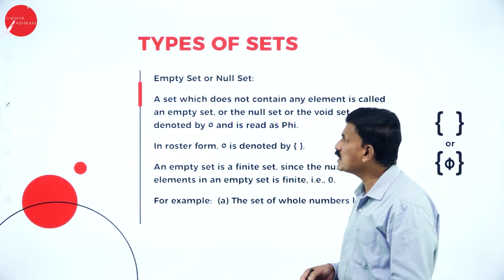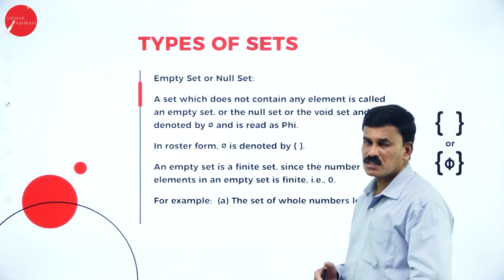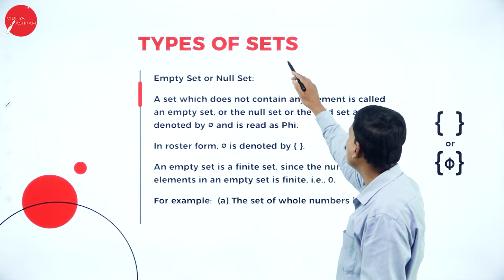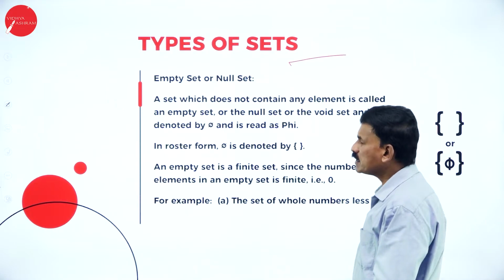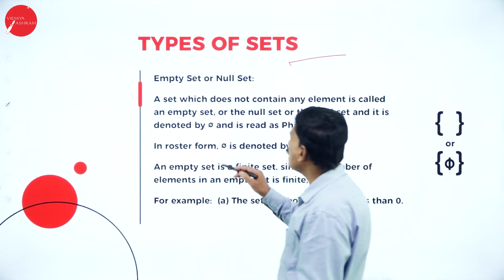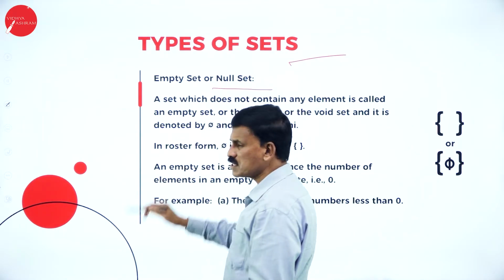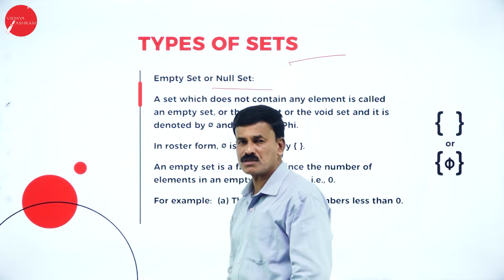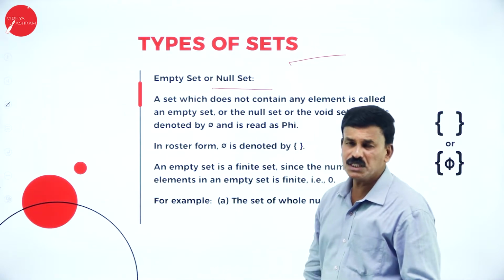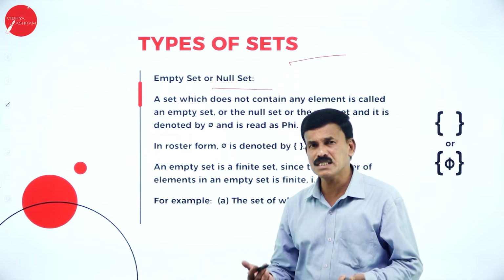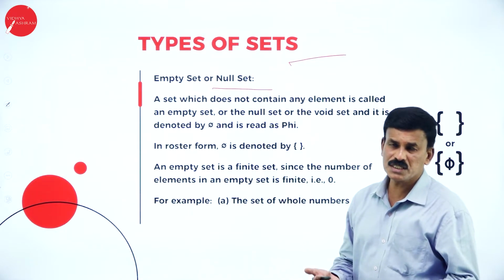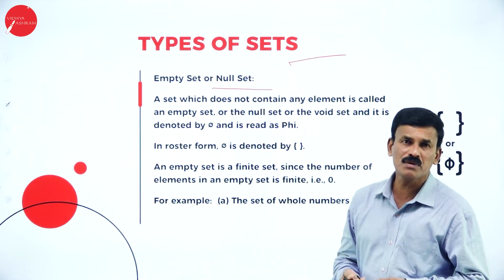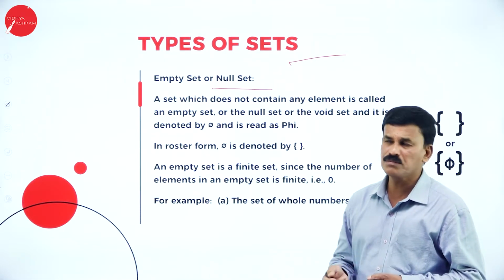Now, let us come to the next topic, the types of sets. This is a very important concept. Now, what are the types of sets? First one is the empty set, which is also called a null set or a void set. Empty or null set means it does not contain any element. So, a set which does not contain any element is called a null set or an empty set.